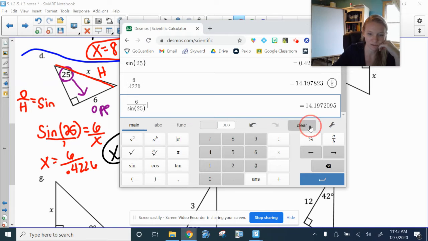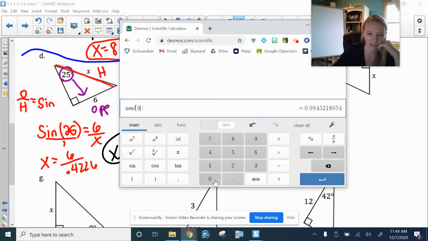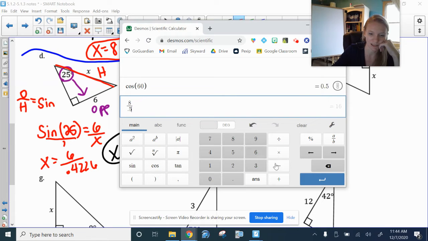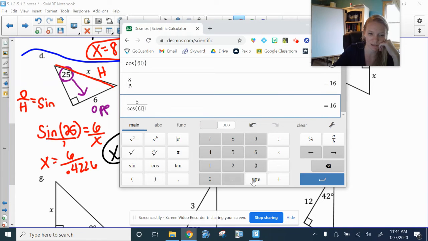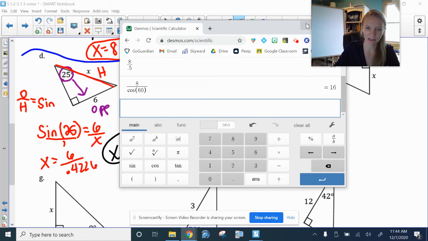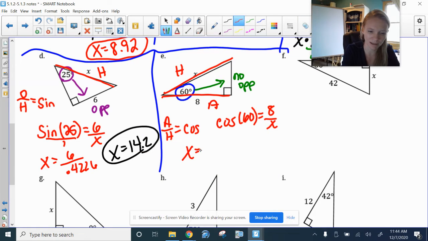So I have cosine of 60, which is actually just 0.5. That's handy. And since x is on the bottom, I'm going to have to do 8 divided by the cosine of 60. Or I could write 8 divided by cosine 60 using the actual trigonometric ratio itself. And either way, I get the exact same answer because 0.5 is a nice precise decimal. So I'm going to write this as 8 divided by 0.5, which just gives me 16 for my solution.